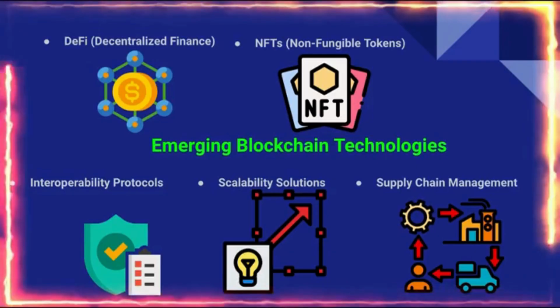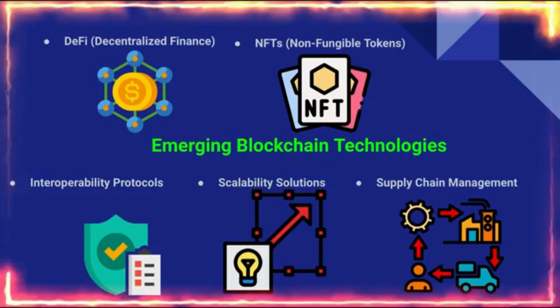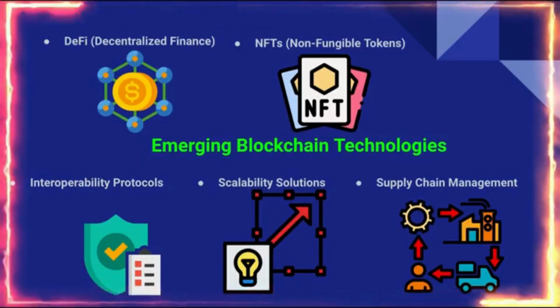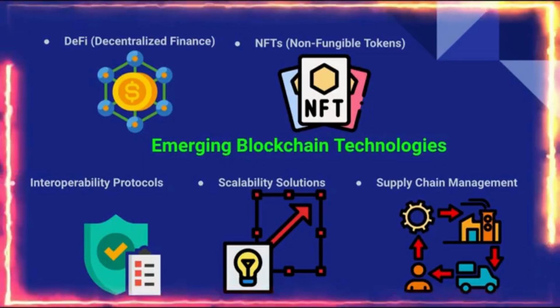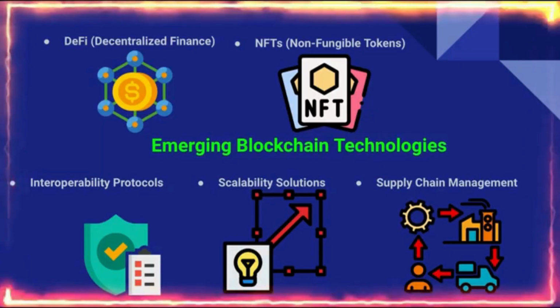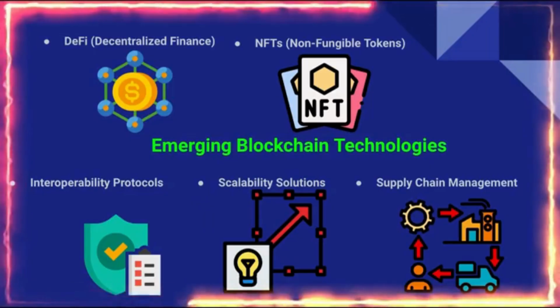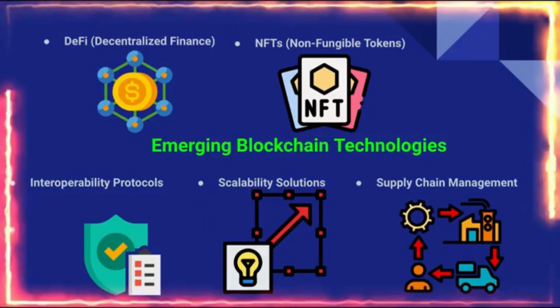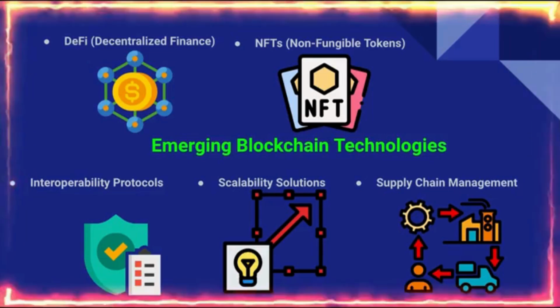Scalability solutions. As blockchain networks like Ethereum face scalability challenges, high transaction fees, and slow confirmation times, solutions like Layer 2 scaling, such as optimistic rollups and Plasma, and newer blockchains, are emerging to address these issues.